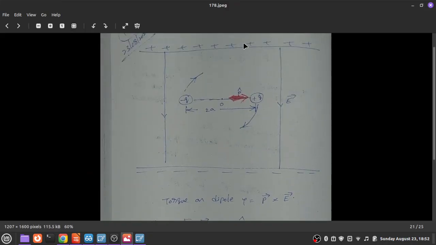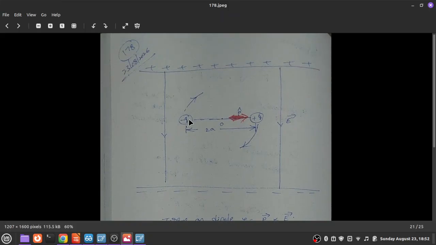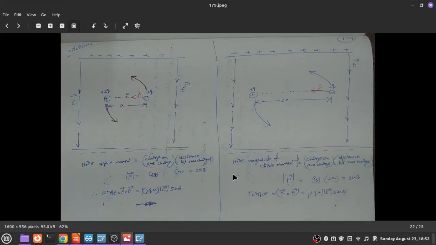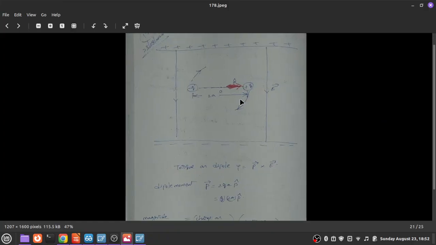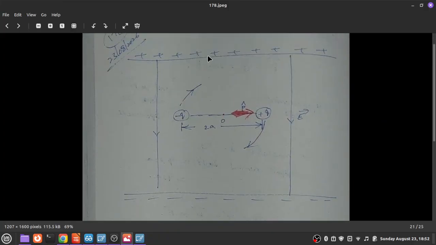If you place a dipole in an electric field between a positively charged plate and a negatively charged plate, the electric field is directed from the positive plate to the negative plate like this. If you place a dipole like this in this electric field, what will happen? The negative charge will be attracted by the positive plate, and the positive charge will be attracted by the negative plate. Therefore, there will be a rotating effect on the dipole. The dipole begins to rotate in clockwise direction about the point O.